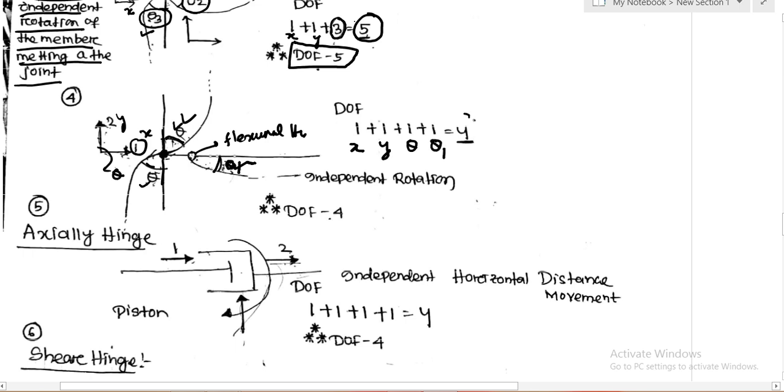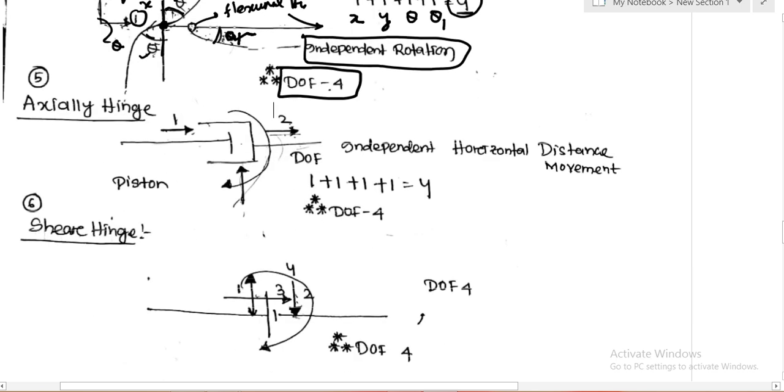So degree of freedom is how much? 4. Okay, this is called independent rotation in the case of a flexural hinge. So the total degree of freedom in the case of a flexural hinge, if it is present in between the member, is how much? This is 4 degrees of freedom.